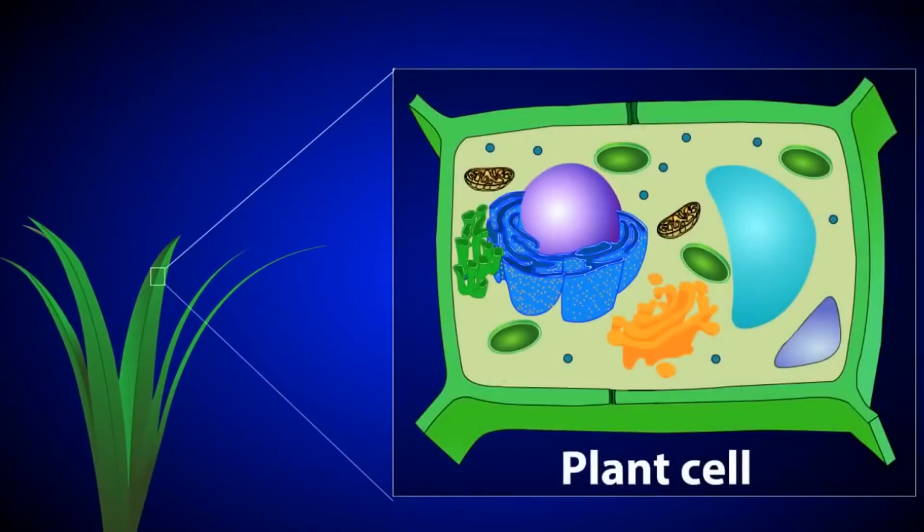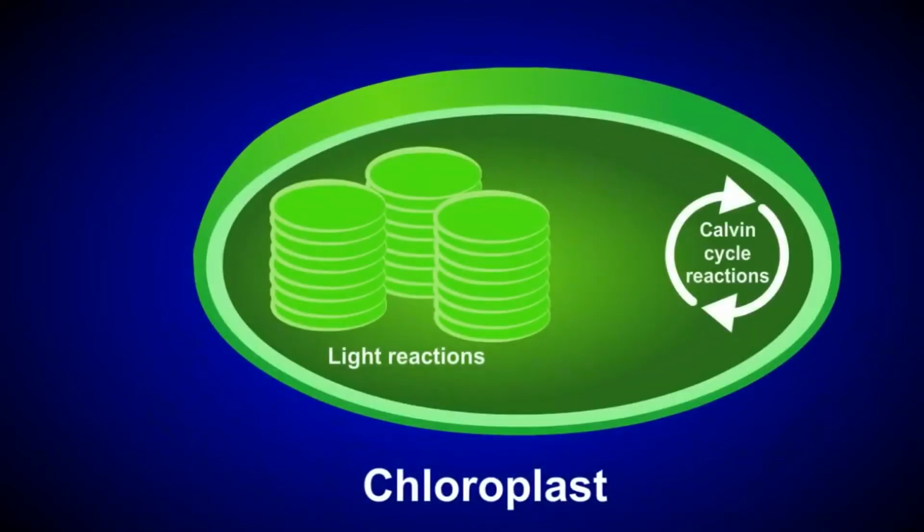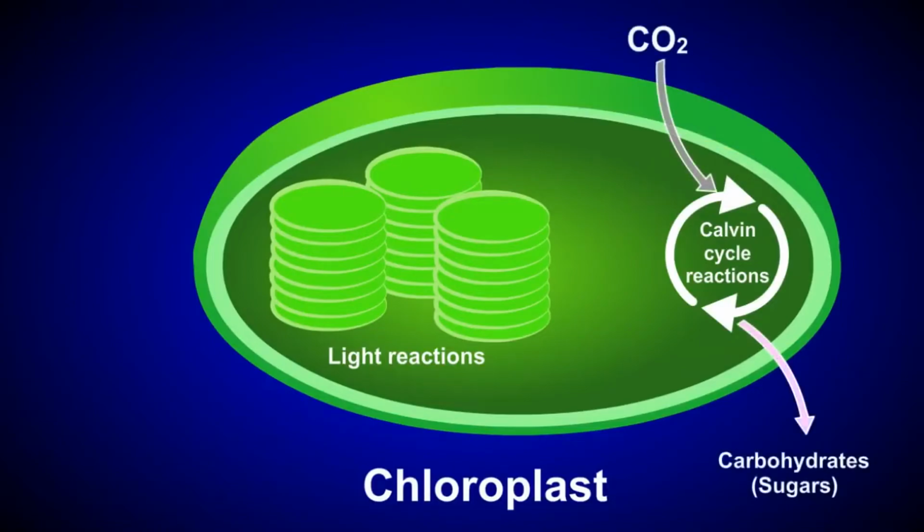Alright, let's watch this. That carry out photosynthesis. If we zoom in on this photosynthetic plant cell, we can see the chloroplast, where the reactions of photosynthesis occur. Photosynthesis consists of 2 primary steps, the light reactions and the Calvin cycle reactions. In this tutorial, we'll focus exclusively on the Calvin cycle reactions. The overall purpose of the Calvin cycle is to convert carbon dioxide from the atmosphere into carbohydrates, or sugars, which the plant needs to power its cellular activities and build new plant structures.